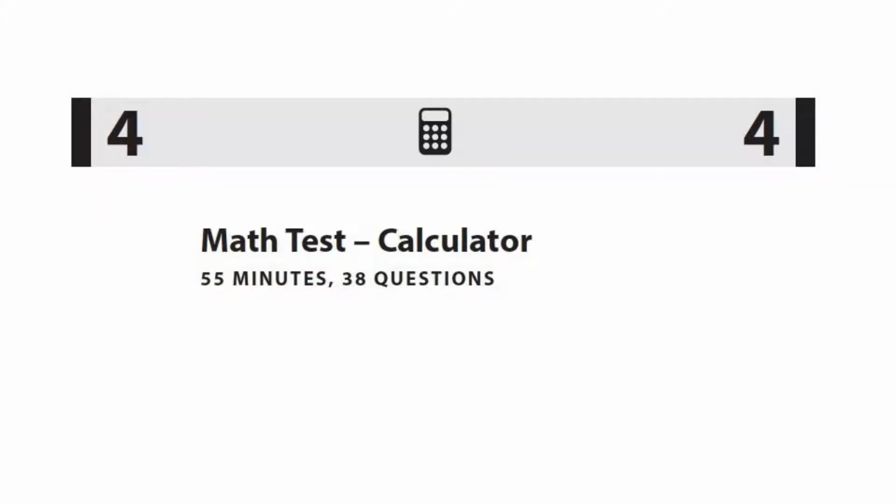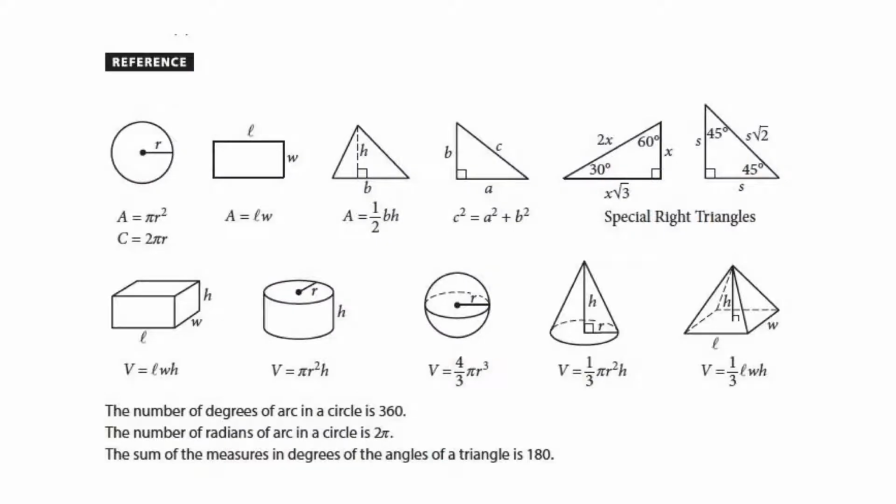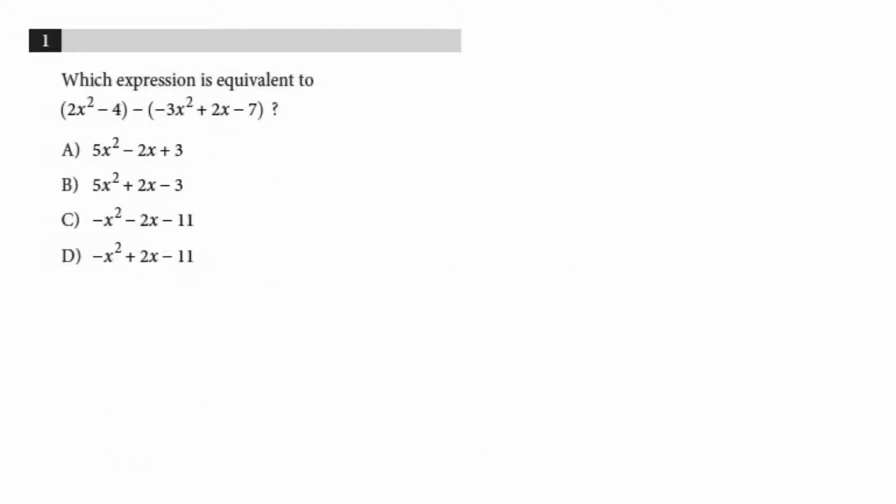Okay. Section 4. This is the calculator section, so let's get going. Again, this is our reference table, or our formula sheet. We can come back to this if needed. Okay, number 1. Which expression is equivalent to 2x squared minus 4 minus negative 3x squared plus 2x minus 7?